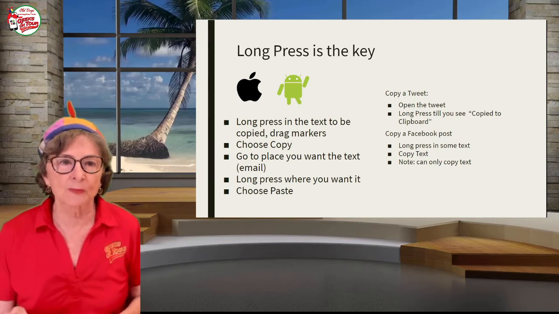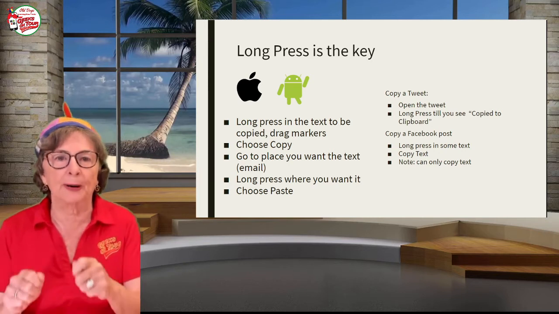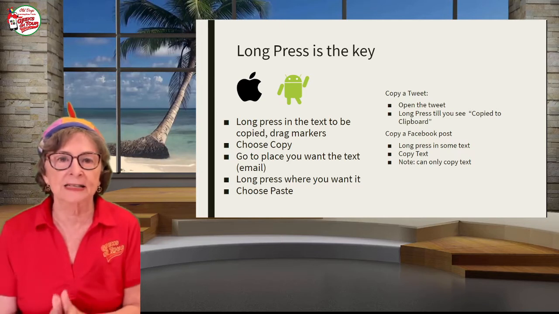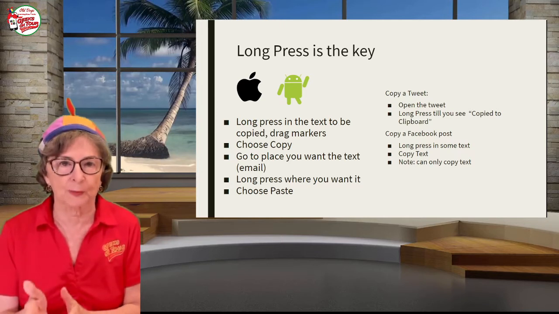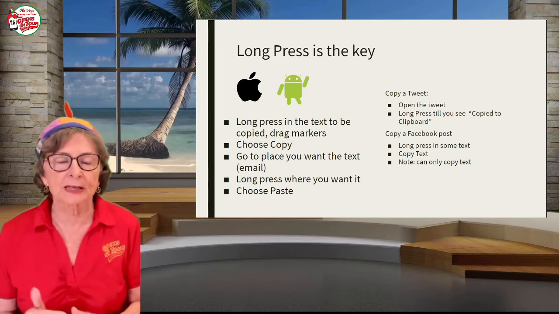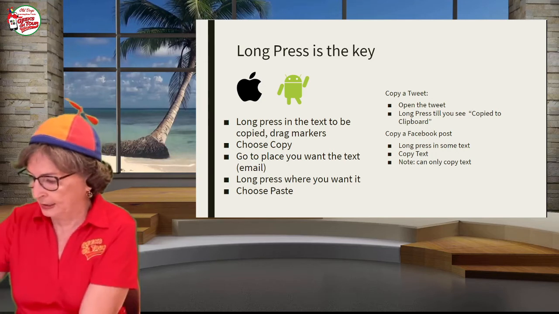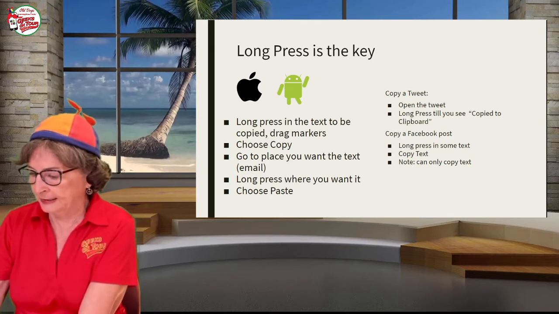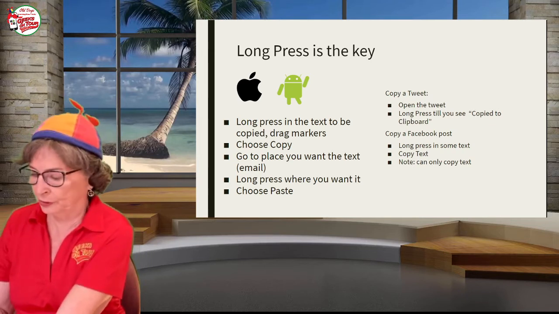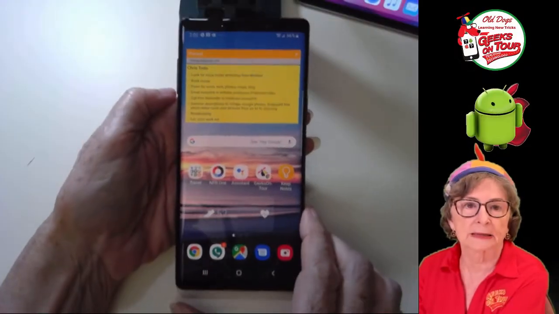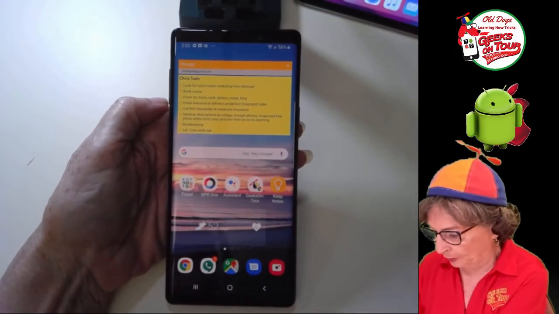So you long press until some little markers pop up. You drag them to what you want to see. Then you choose copy. It'll pop up on the screen. Go to the place you want the text and long press and paste. Let me show you how. They say it works exactly the same on iPhone and Android. I'm going to show you on my Android Samsung phone. So what do I want to copy?